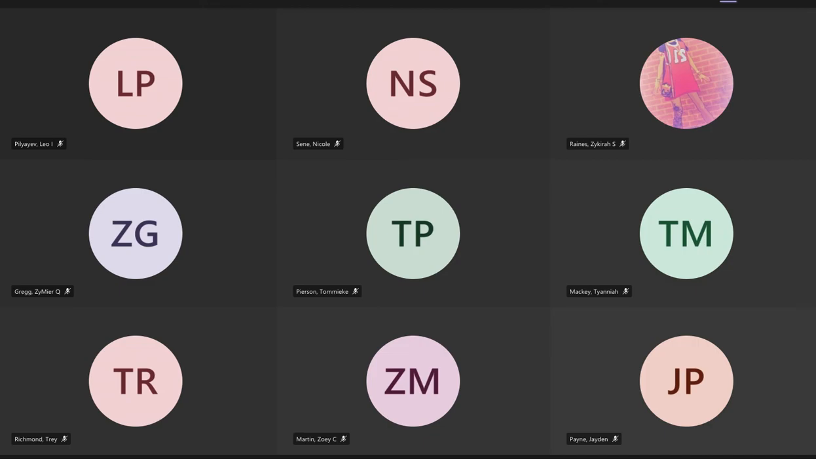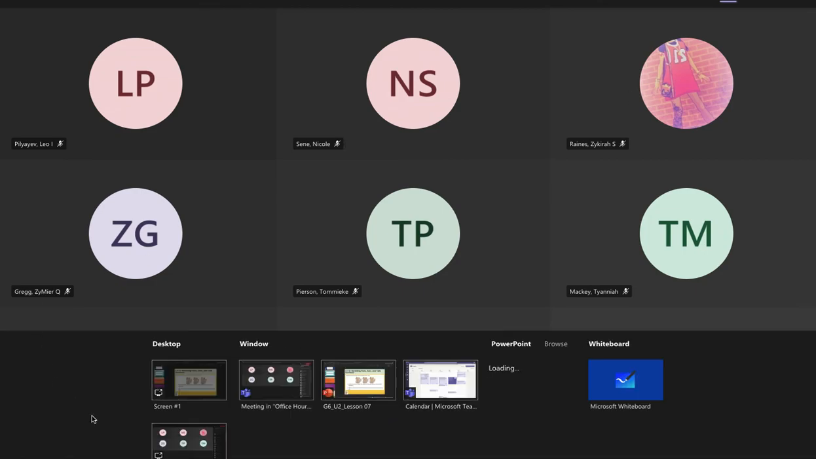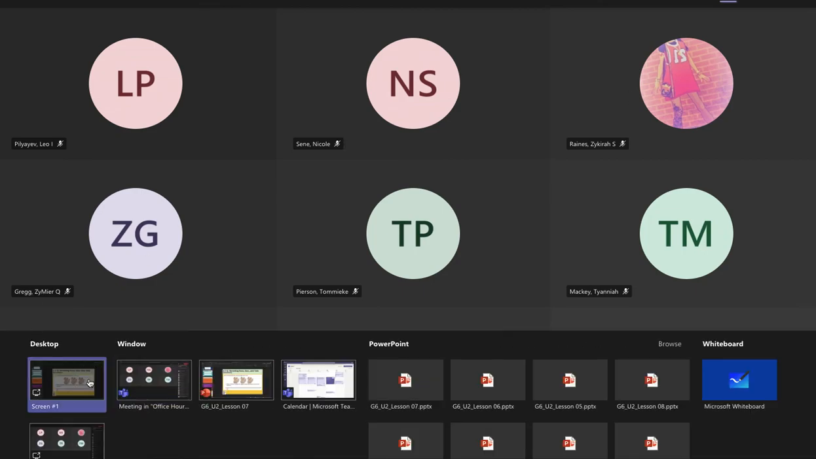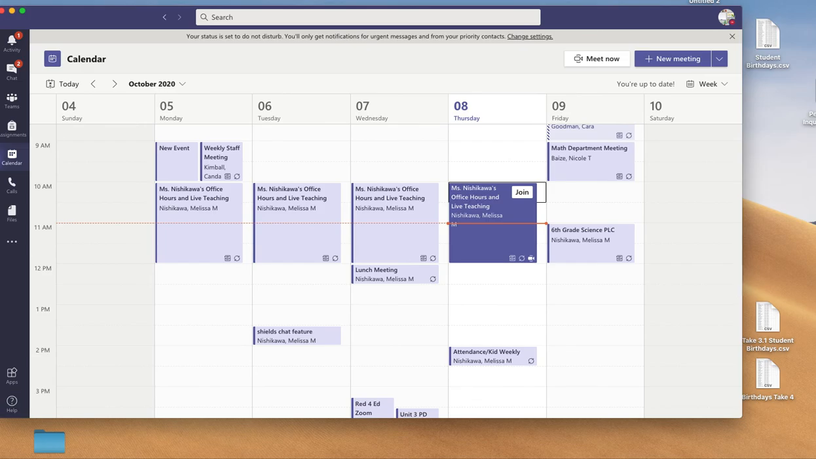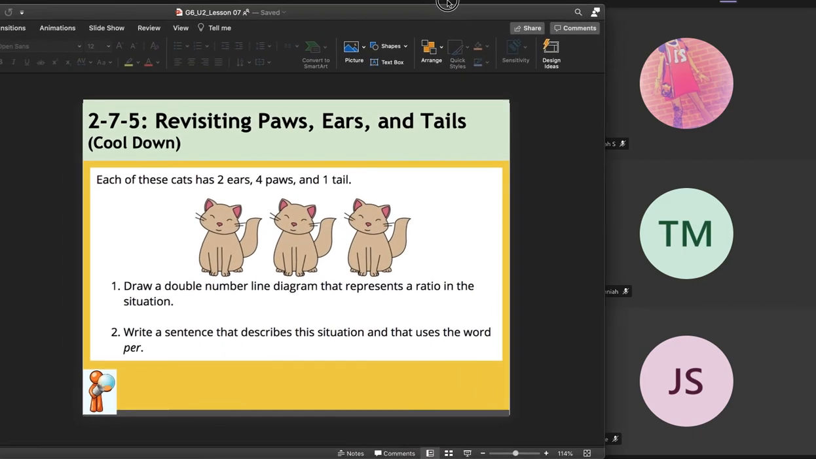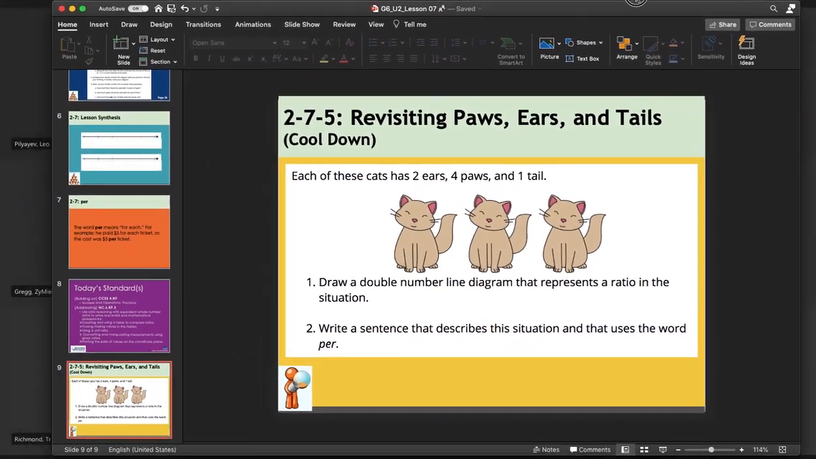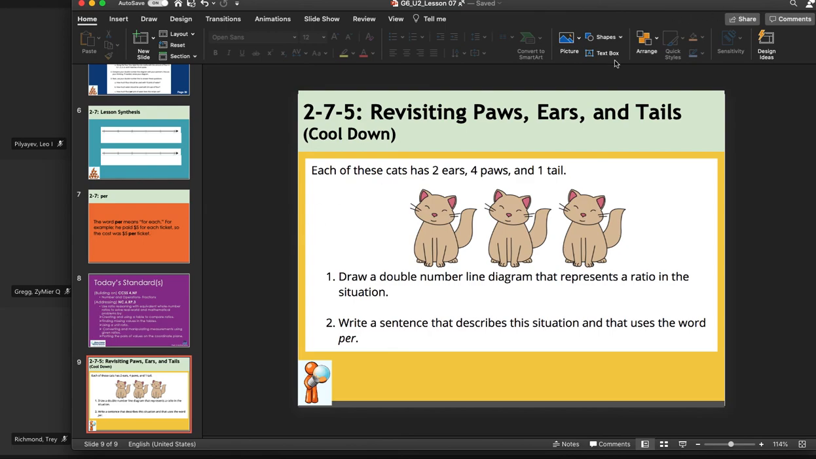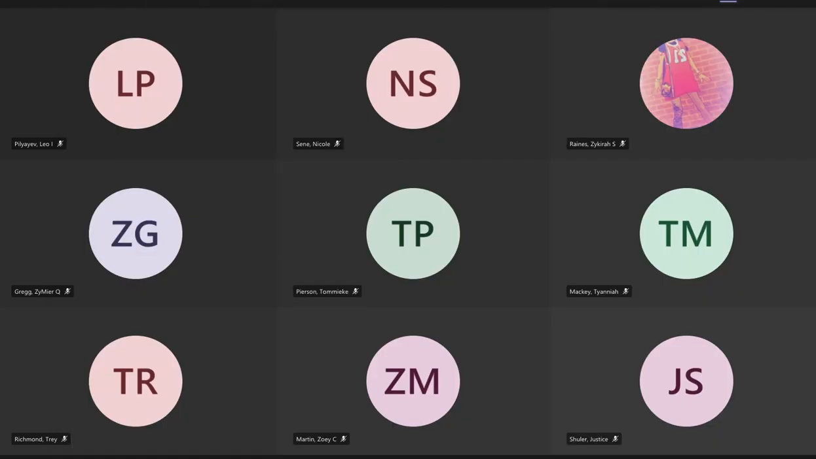All right, so for your cool down today, well, you're going to move in. I'm going to see if I can share my other screen because this one's not working. Good morning. All right. Let me see if I can get this to work.